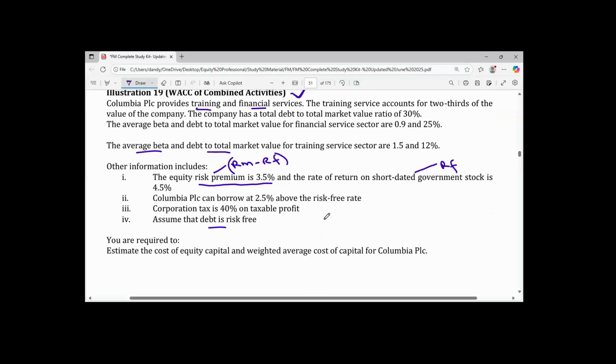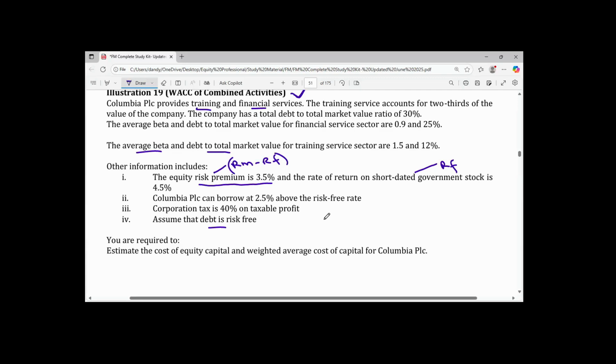Yes, thank you, Femi. Now, from this question, you are told that Columbia PLC provides training and financial services. That's 2 different activities. Columbia is into training and is also into financial services. You are now asked to calculate cost of equity as well as WACC of Columbia. We have identified from this question that this company is into 2 different activities, training and financial service. So we want to calculate WACOCA. Step 1 is to identify the beta of each activity.